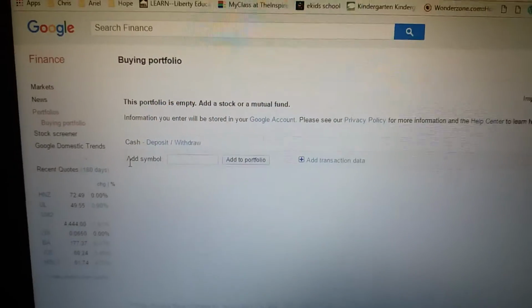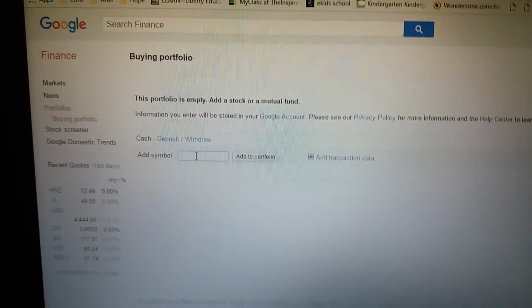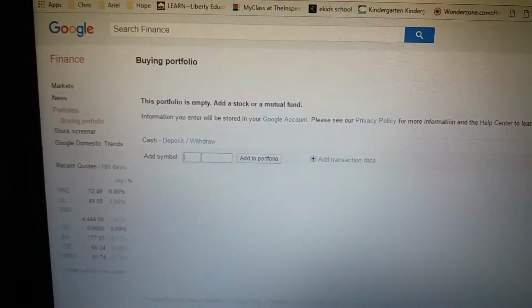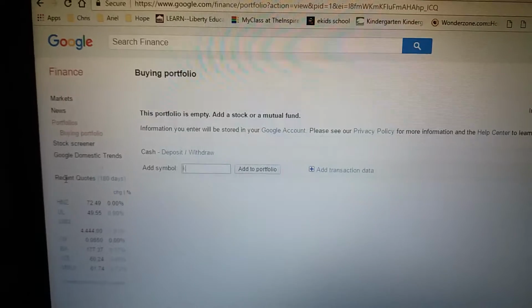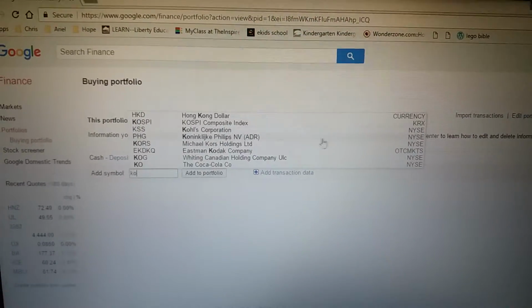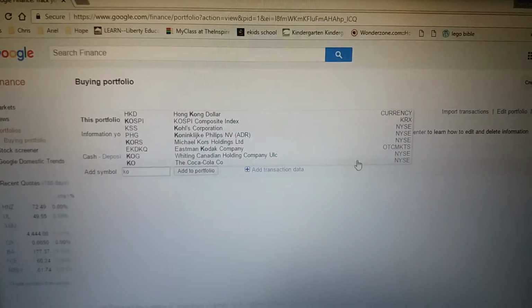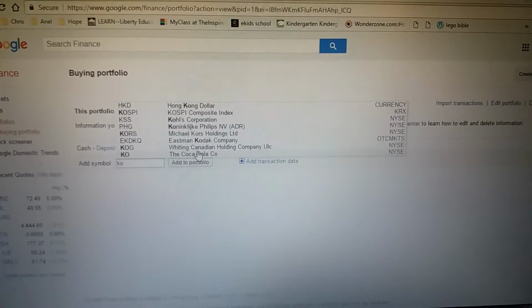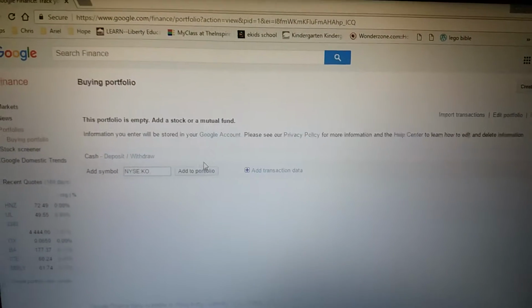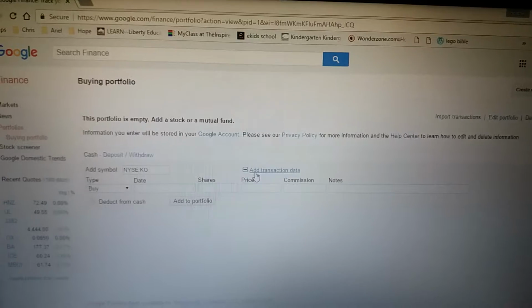Wish I could get a little bit closer and it would be clear. There we go. So we're going to add our first symbol. Our first symbol was Coke, K-O. Now if you notice, there's a couple things here. Currency, NYSE. You want to make sure you're on the New York Stock Exchange, Coca-Cola. Then you're going to add transaction data.